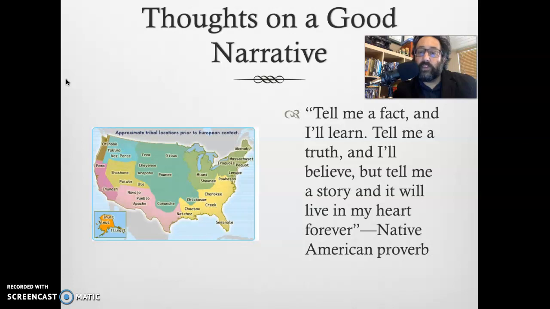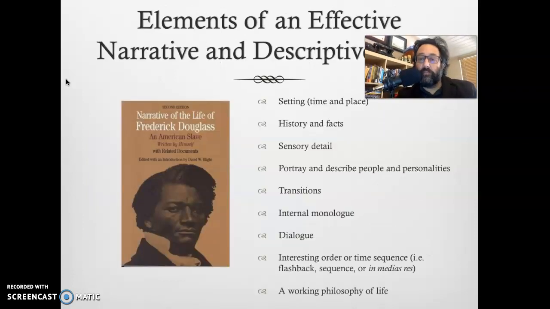I love this. Tell me a fact and I'll learn. Tell me a truth and I'll believe. But tell me a story and it will live in my heart forever. That's kind of your goal in this first essay here. Well, this page really just gives you a list of all the things you might want to find in an effective narration.